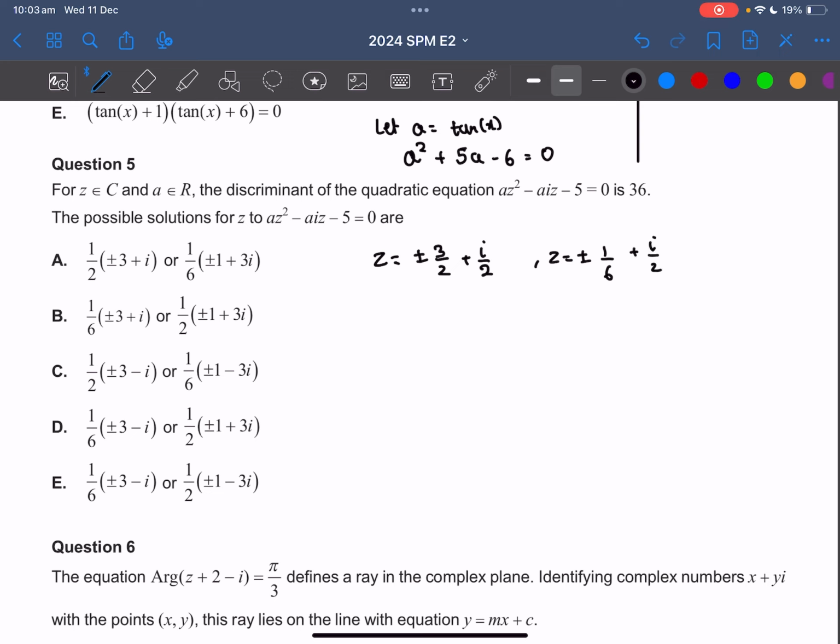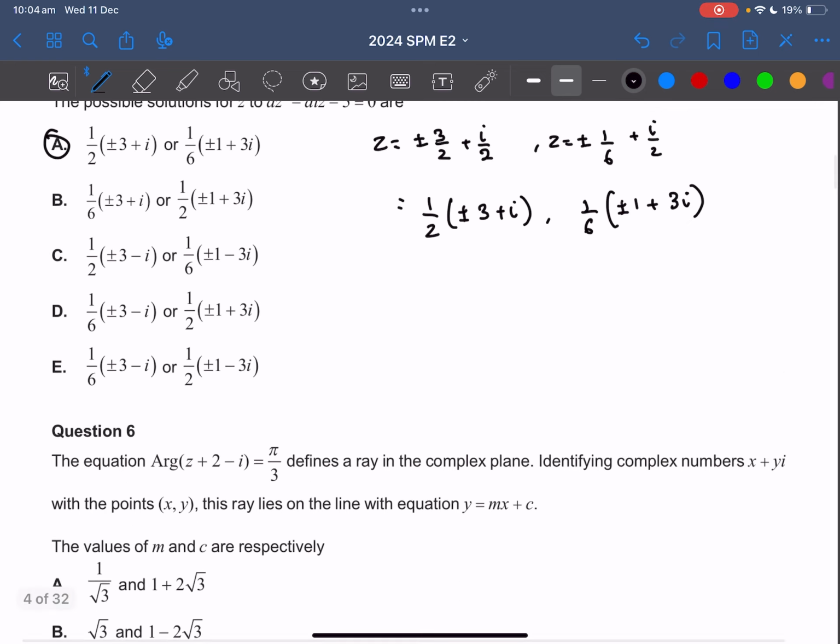So now let's see which options actually match. Okay, so I guess we have to take out the common value. So let us take out half from here. So that gives us 1 on 2 times plus or minus 3 plus i. And then for this one, we can take out 1 on 6. So 1 on 6, we take that out. So we'll get plus or minus 1 plus 3i. So that matches with option A. So our answer is going to be A for this.